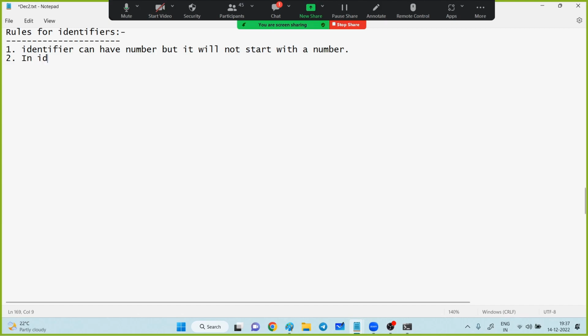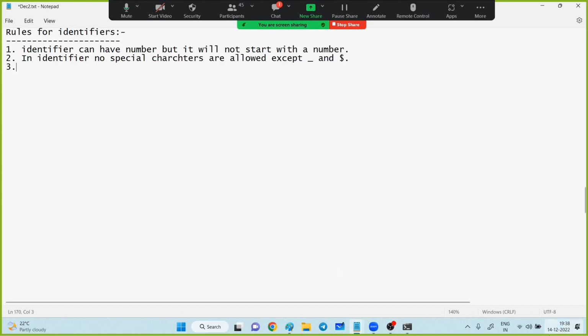In an identifier, no special characters are allowed except underscore and dollar. Okay. Now see here.